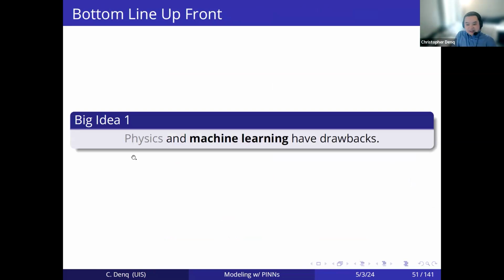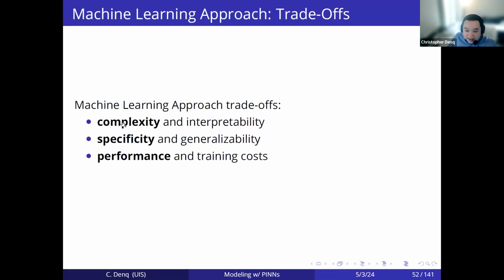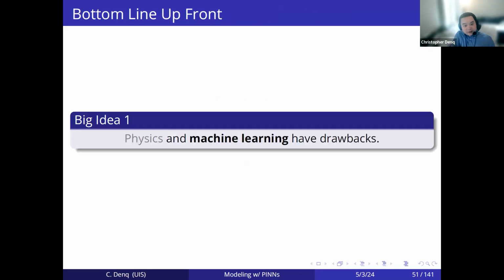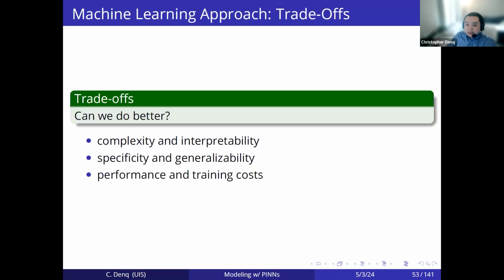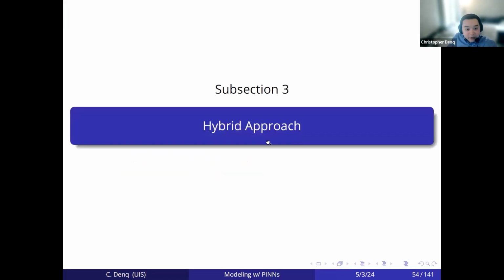And this finally brings us to our big idea number one, the latter half, that the machine learning approach also has drawbacks, right? It has drawbacks in that it prioritizes things on the left-hand side. Well, that means it's not getting anything on the right-hand side. So this is what I mean in the first big idea. Both the physics and the machine learning models have drawbacks. So now we want to ask the question, well, can we do better, right? I don't really want to give up one side or another. Can we do better? And there's been some really clever headway made in terms of hybrid approaches.